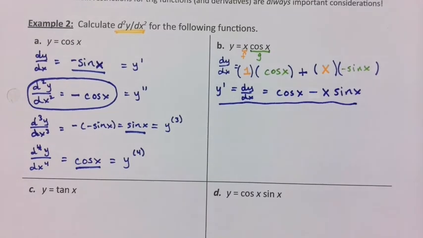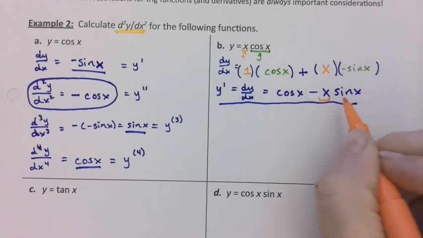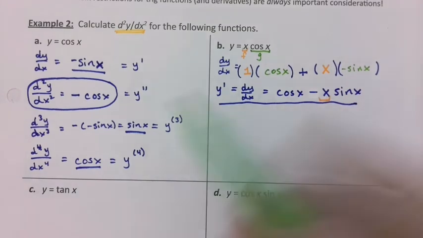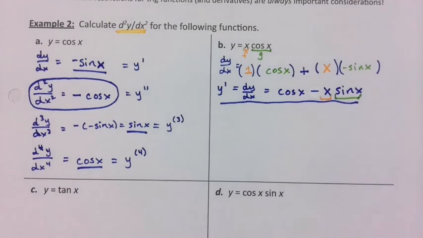The second derivative, I'm going to have to use the product rule again right here. So I have another x, and then I have a sine of x for that portion of it. And then the cosine is fine. The cosine's on its own.